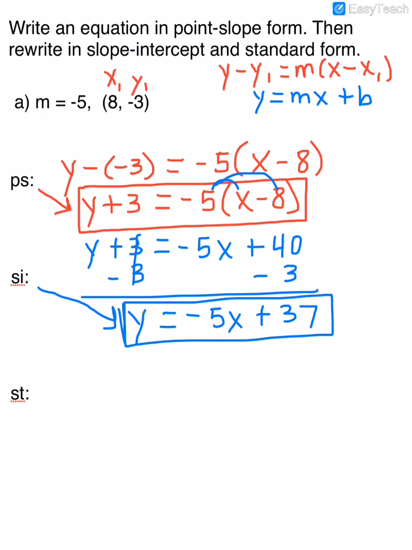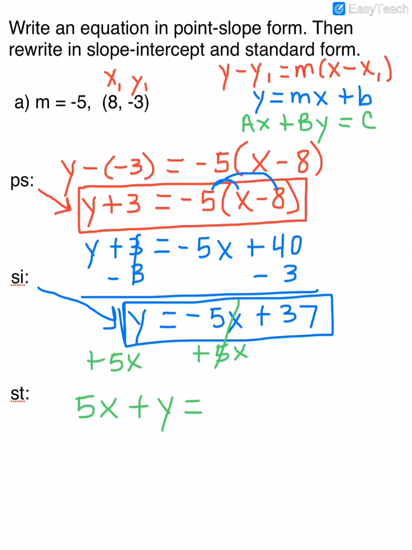Okay, so then to get it in standard form, it is ax plus by equals c. So the x and the y need to be on the same side of the equation. So I'm going to add 5x to both sides of the equation. And that gives me 5x plus y equals 37. And that's my equation in standard form.